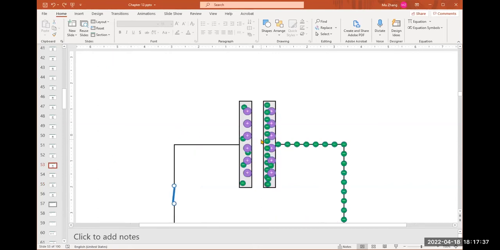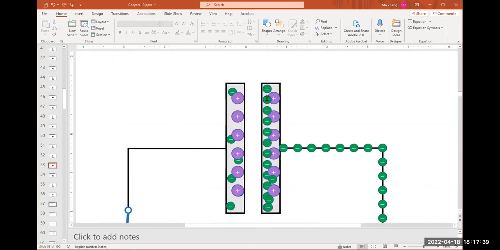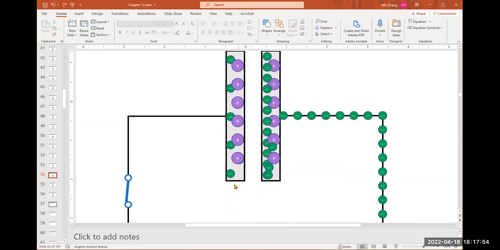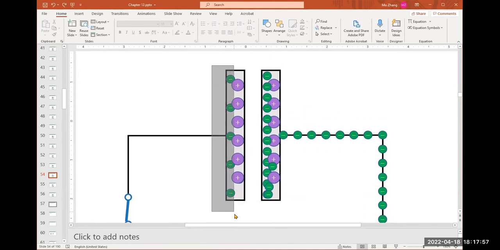So as you can see, all these electrons line up. They occupy one side of the plate, and the protons also line up and occupy the other side of the plate. The electrons on this plate repel the electrons on the other plate. Right? Same kind of charges repel each other. And at the same time, these electrons attract the protons on the other side, in the other plate.